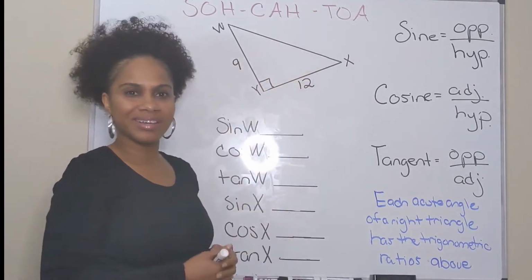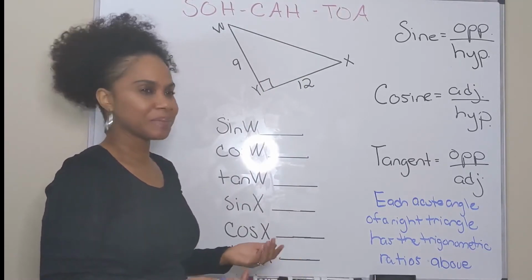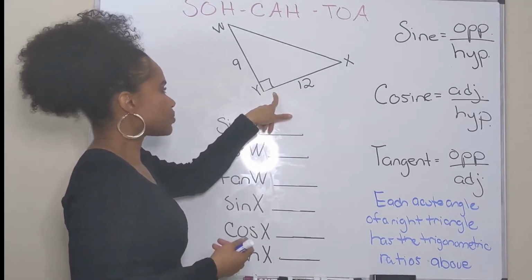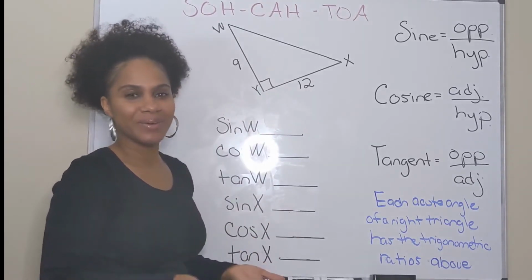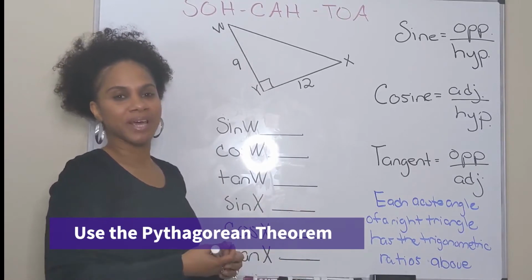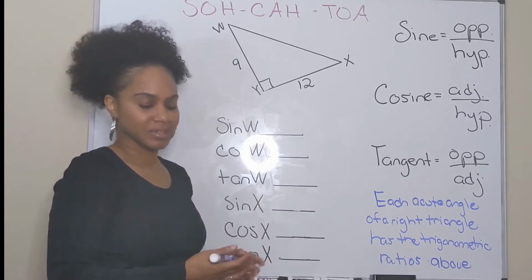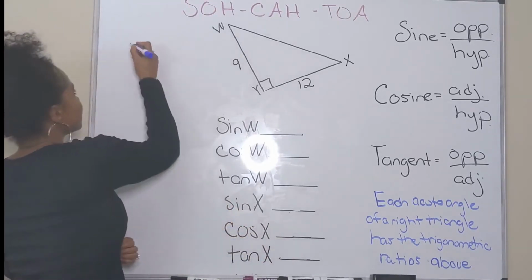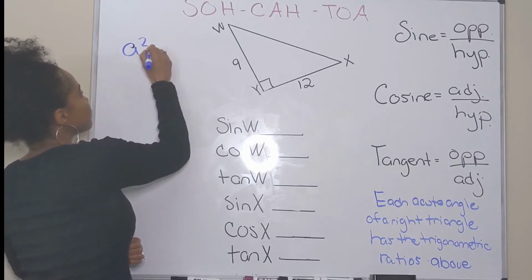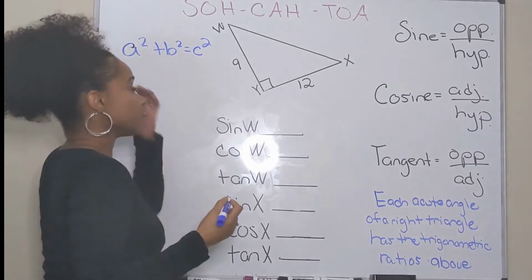We don't know the length of that side. So how do we find the length of the third side? Well, since this is a right triangle, if you have two sides, remember that you can always use the Pythagorean Theorem. And if you're not familiar with the Pythagorean Theorem, please see my video, the Pythagorean Theorem and its converse.